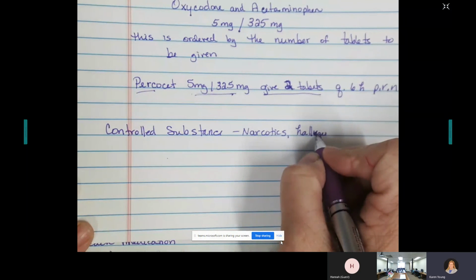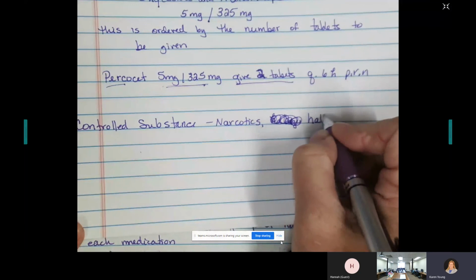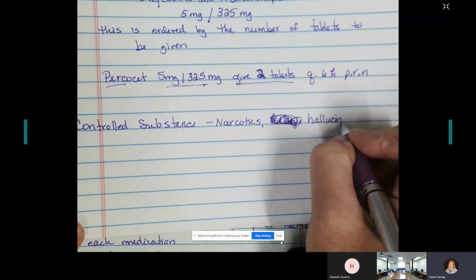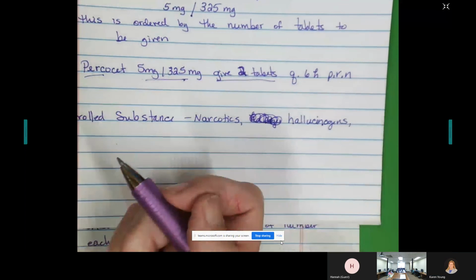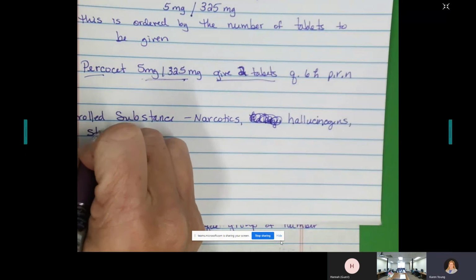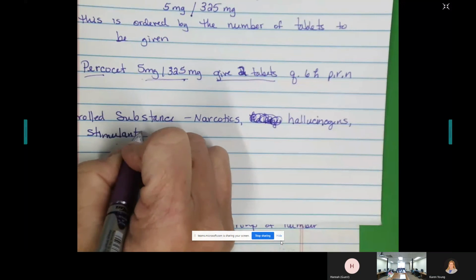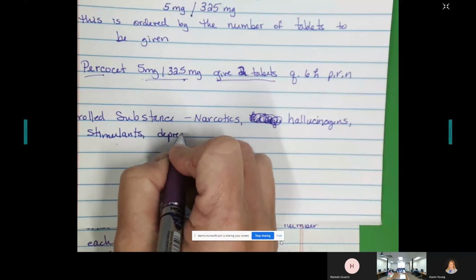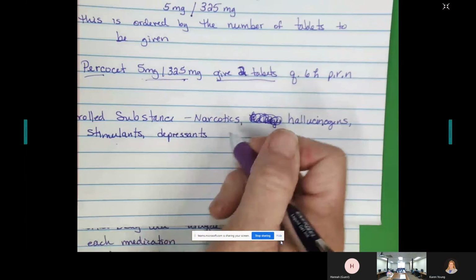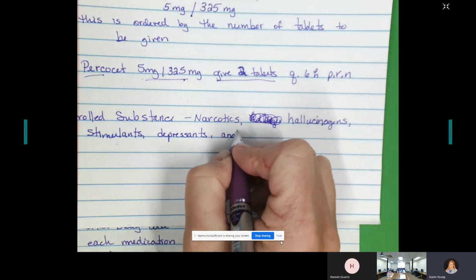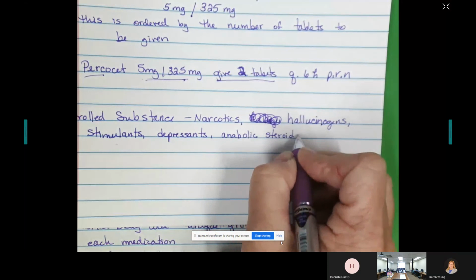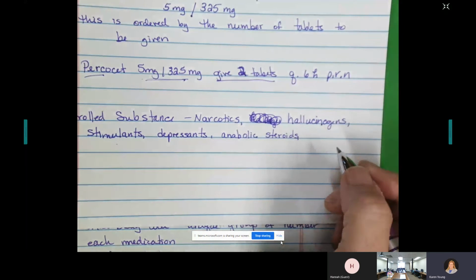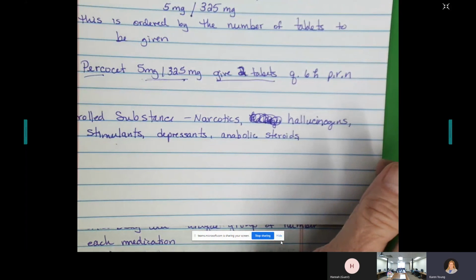I just really spelled that one wrong. So my hallucinogens is HALLUCINOGENS. I don't know why they would prescribe hallucinogens, but. And stimulants, depressants, anabolic steroids, and of course the chemicals used in the production of illegal substances.